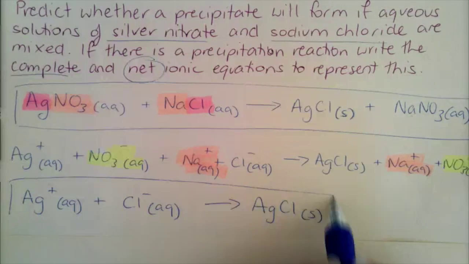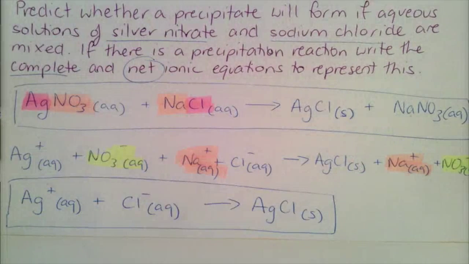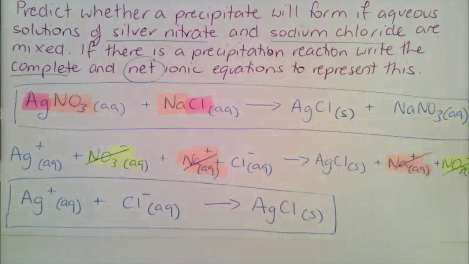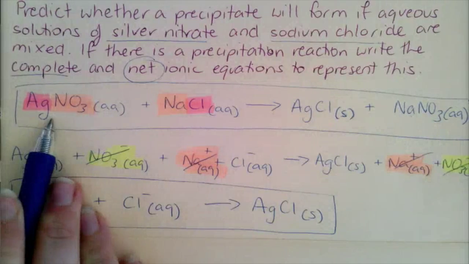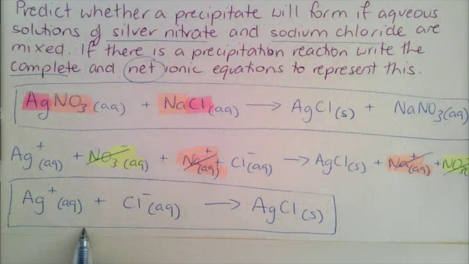This is our net ionic equation. Okay, it's only what we want. We have eliminated our spectator ions up here. That's not what we're interested in. So our complete ionic equation has everything including spectator ions, and in our net one we only have exactly what we want, nothing extra in there.